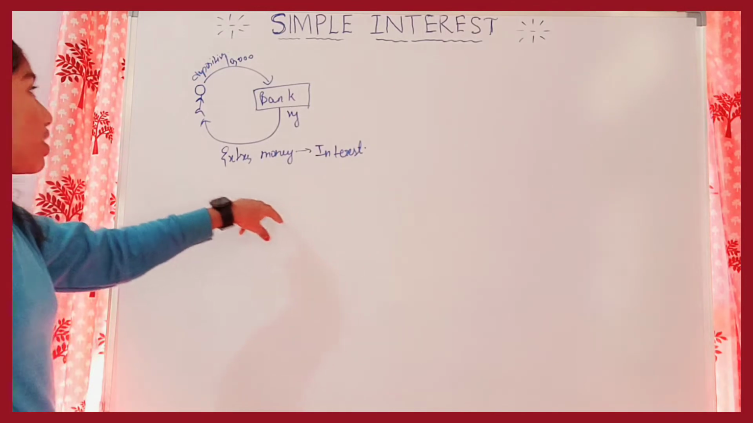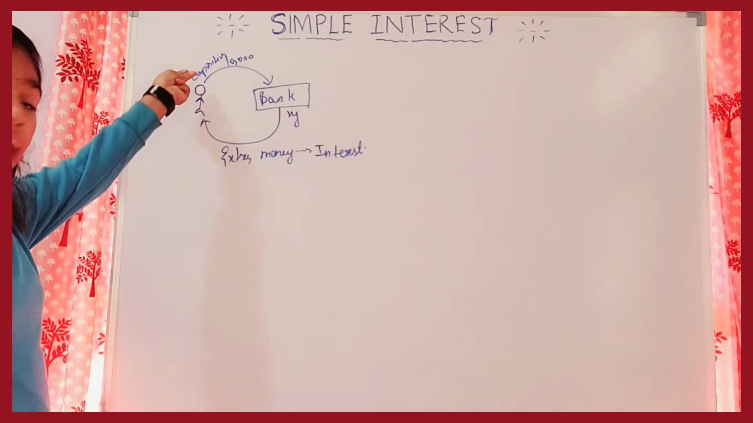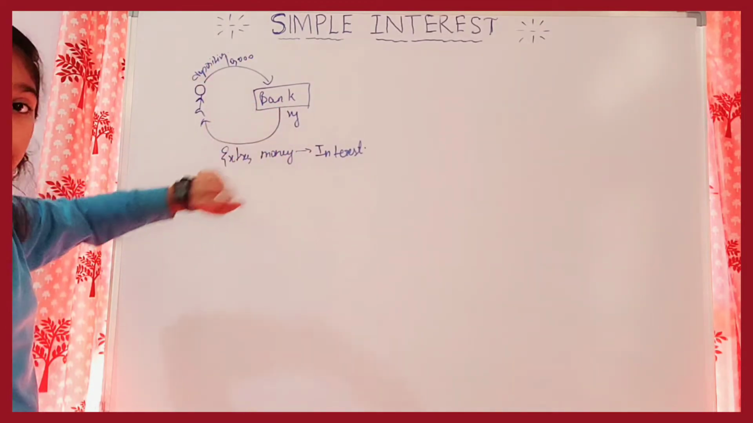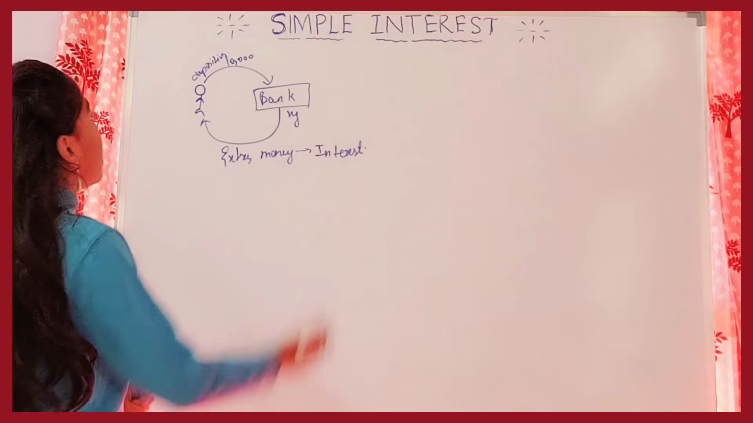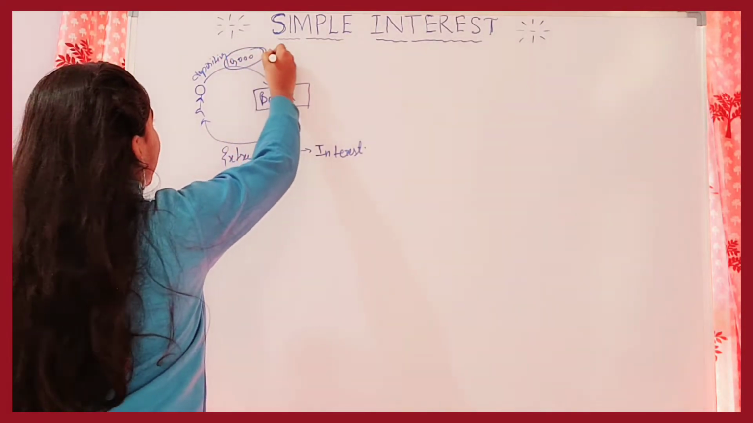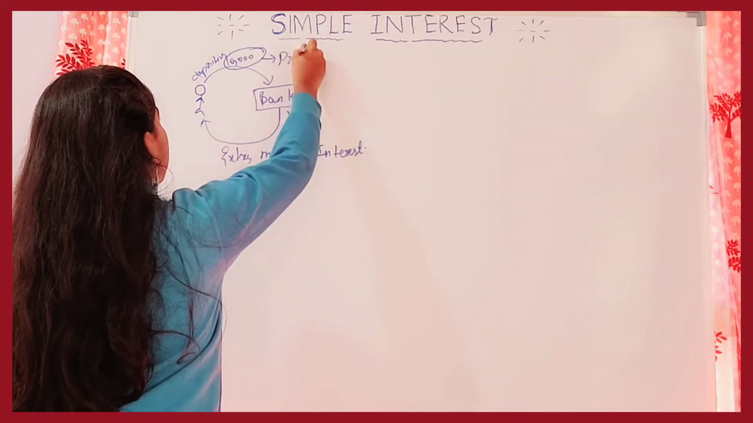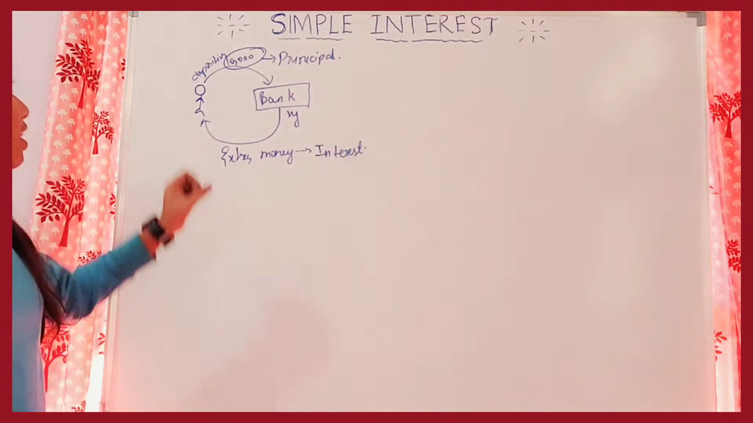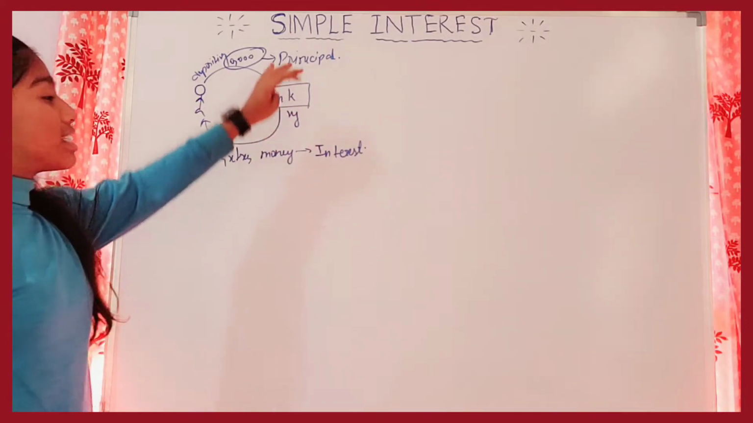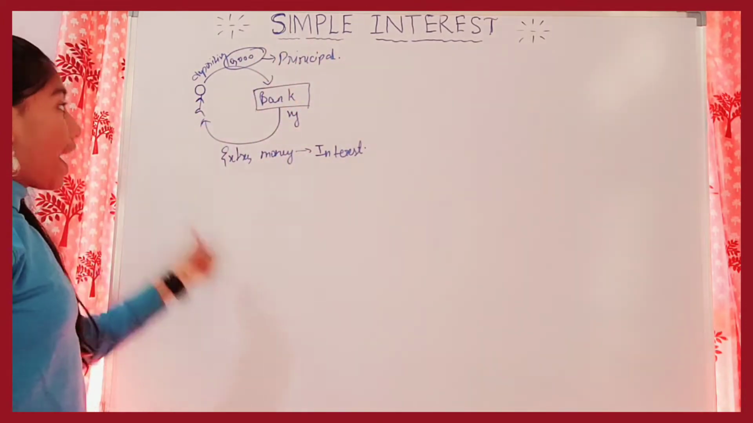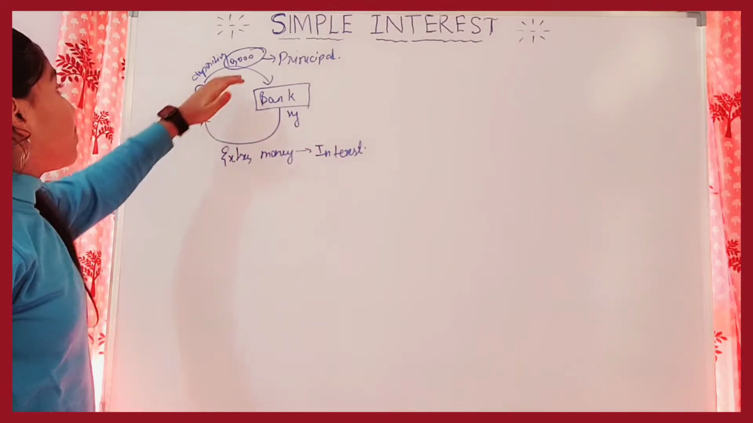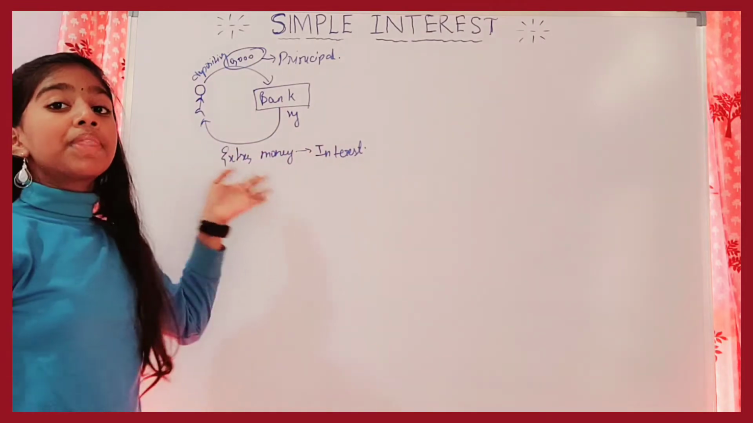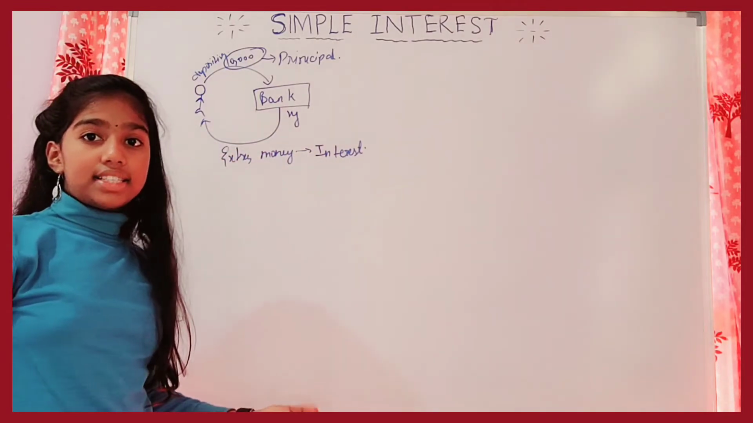And the money he had deposited to the bank, the 10,000, is called the principal. The money that he had deposited in the bank is called the principal, and the extra money that the bank gives along with it is called the interest.